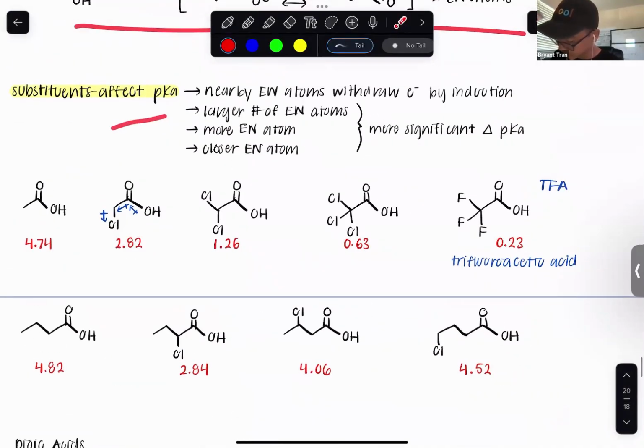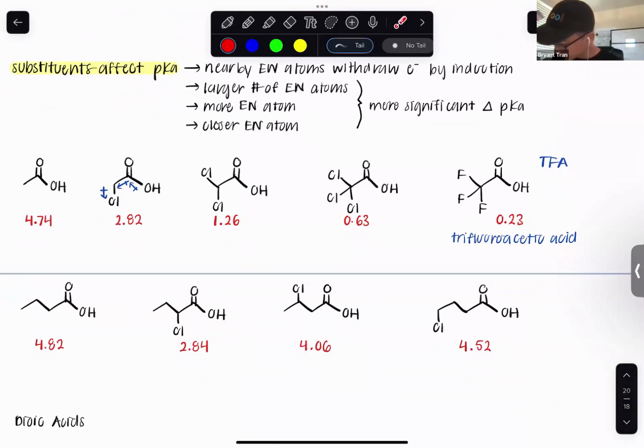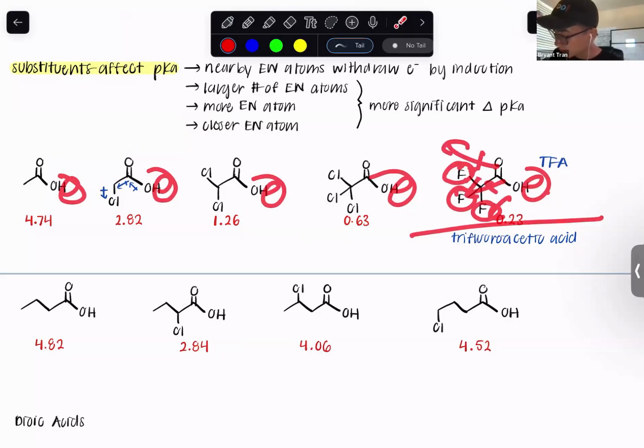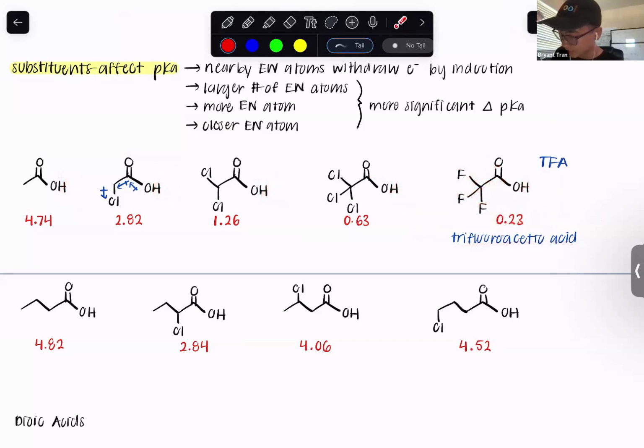Yeah, substituents affect pKa. The more electronegative atoms you have, the more acidic it is, right? Because if you were to have negative charges here when you deprotonate them, the most stable negative charge is going to be this one with the most electronegative atoms and the amount of them as well, right? Because those are going to pull on the negative charge, making it more stable, right? Making it more delocalized. Whereas this negative charge here has no EWG, right? No electronegative atom supporting that negative charge.